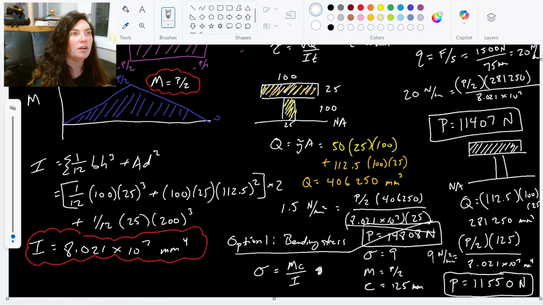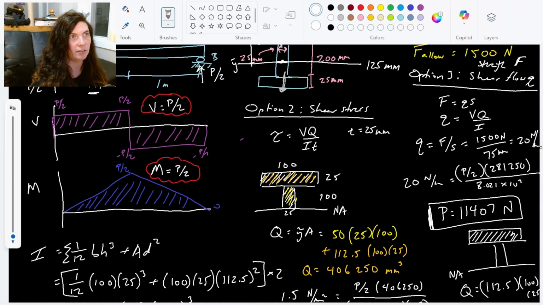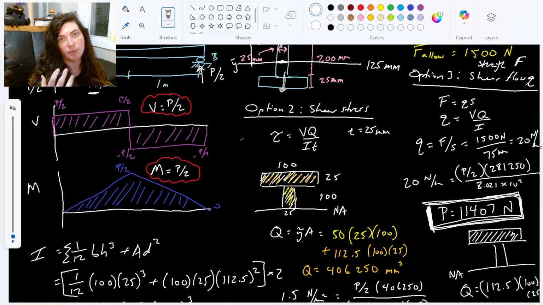11,407 newtons, very, very slightly less than the P that we found with the bending stress, right? So only about 100 newtons less force than the bending stress. So this shear flow is actually our limiting factor. If we didn't want this to be our limiting factor, then we either need to get some stronger nails or we need to put those nails closer together. So this is our limiting factor in this one. The highest allowable load that we can have is 11.4 kilonewtons.